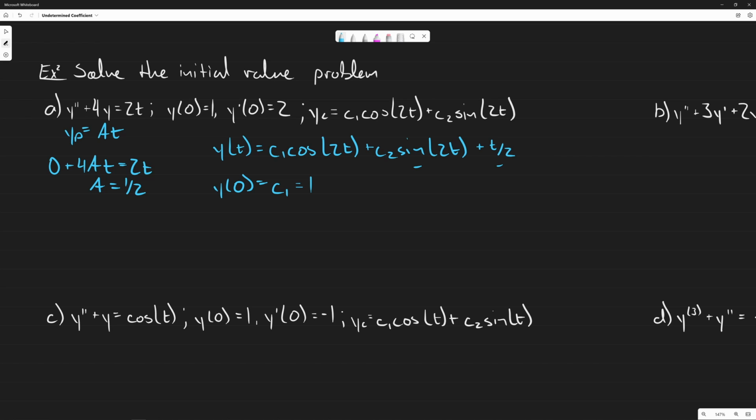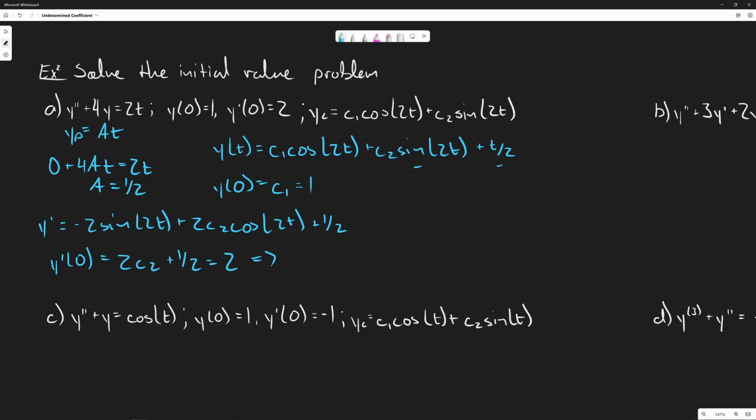Cool. So now its derivative. Well, it's actually not that bad because we don't have to do product rule. Its derivative will just be negative 2 sine of 2t, or plugging in 1 here, plus 2c2 cosine of 2t plus 1/2. And so when we plug in y prime of 0, you'll get that that's equal to 2: 2c2 plus 1/2 is equal to 2. Do a little bit of algebra.